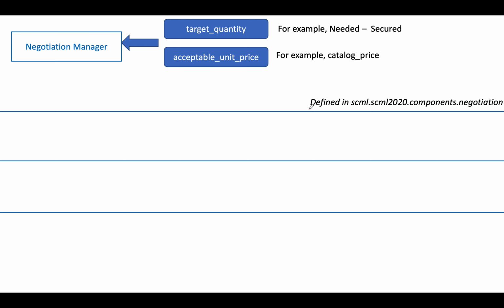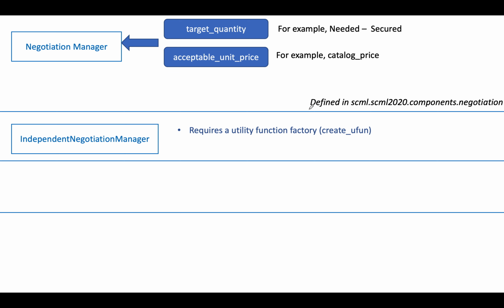What about negotiation? So the negotiation manager requires 2 things, a target quantity. If you have a trading strategy, you can just calculate this as the needs minus the secured amount. It's very easy to calculate in this case. If you don't, you have to implement that in your agent somehow. Give it a target quantity for each time step, and give it an acceptable unit price for buying and for selling. There are 3 negotiation managers in the system.